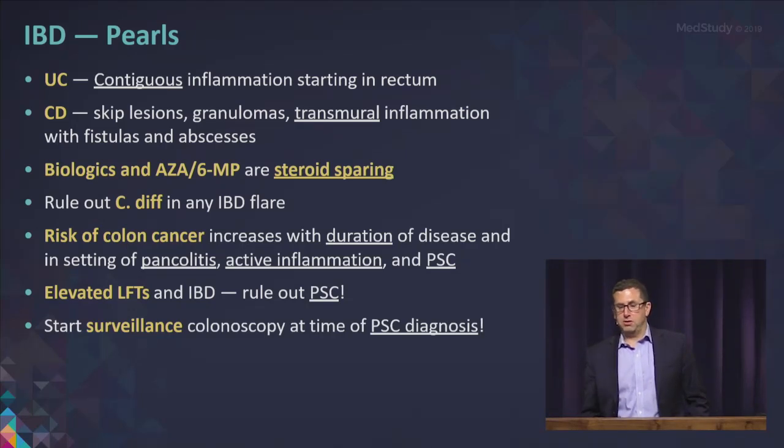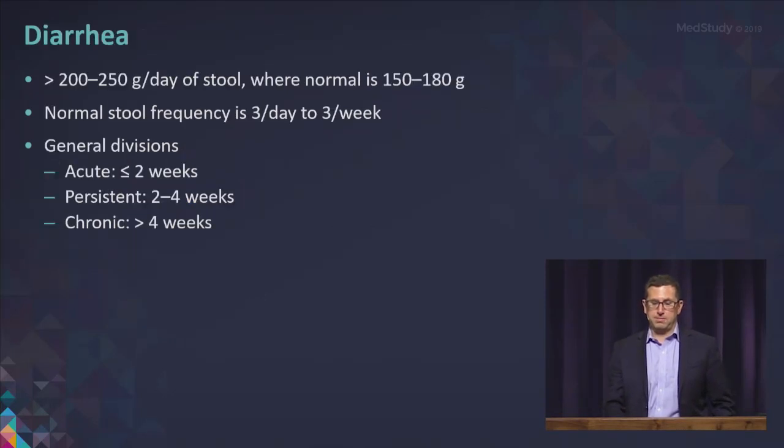The risk of colon cancer increases with duration of disease, pancolitis, active inflammation, and PSC. Elevated liver tests and IBD, rule out PSC. Start surveillance colonoscopy at the time of PSC diagnosis. So I think these are some of the key points from the prior slides.